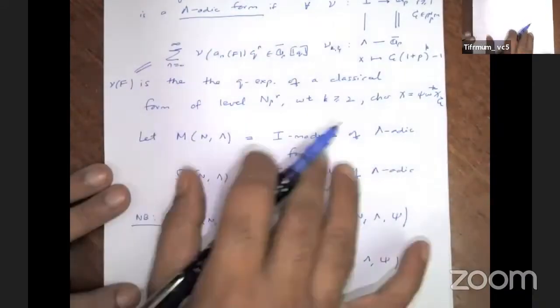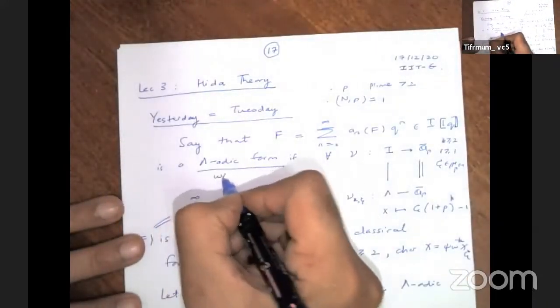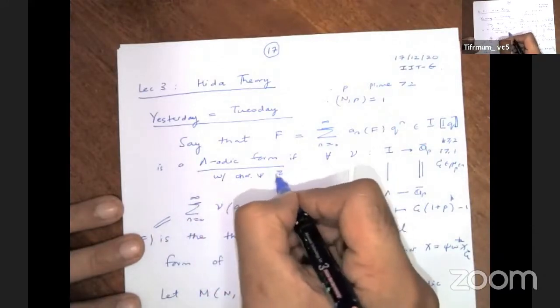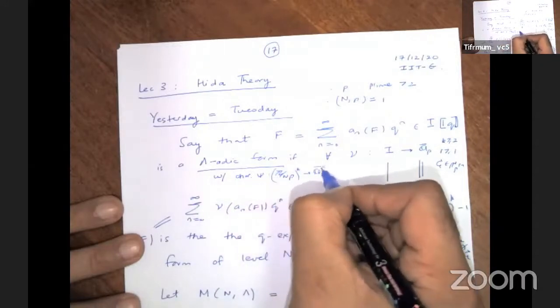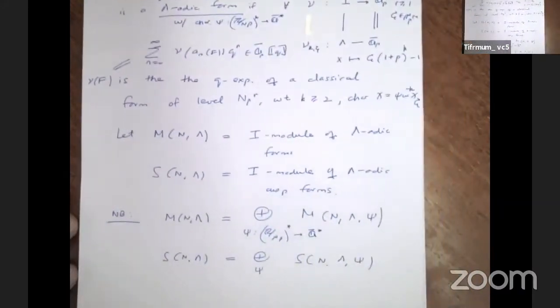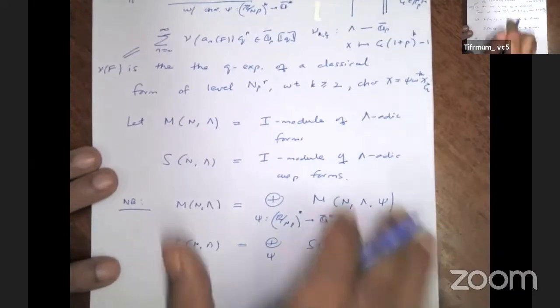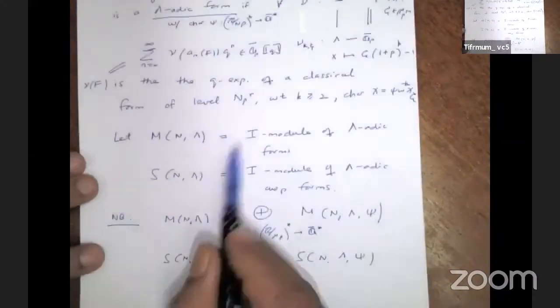So this is a lambda-adic form with character psi from (Z mod NP)^* to C star or Q bar star. Okay, so this is just notation. This was the definition of the space of lambda-adic forms, right? And this was the I-module of lambda-adic forms, and we decompose this according to various characters.